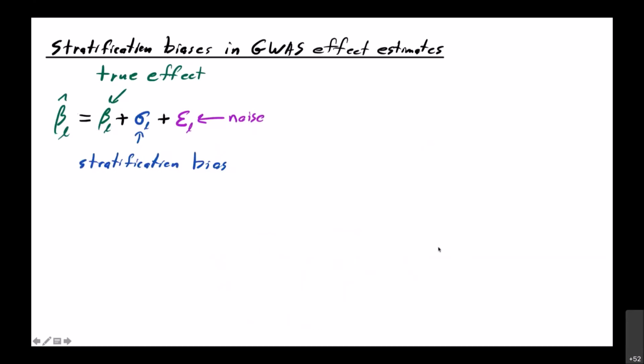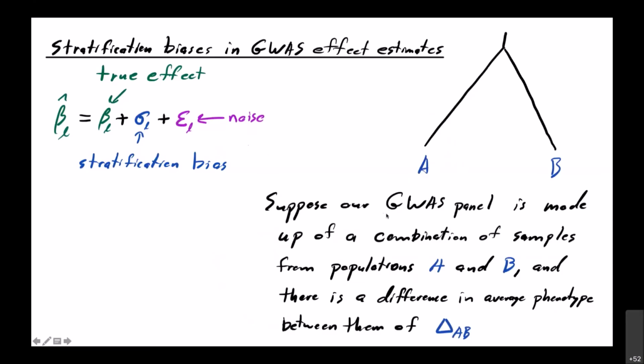So we can take this effect size estimate and break it apart into these three components. And now suppose that we do a GWAS in a simple scenario where we have two populations, A and B, that are diverged by some amount. And suppose that there's a difference in average phenotype between them, which I'll write delta AB.